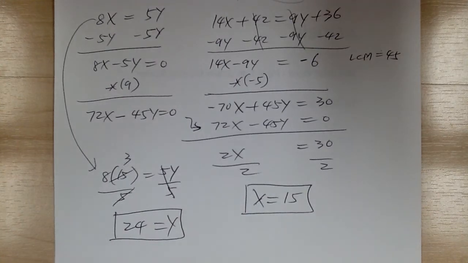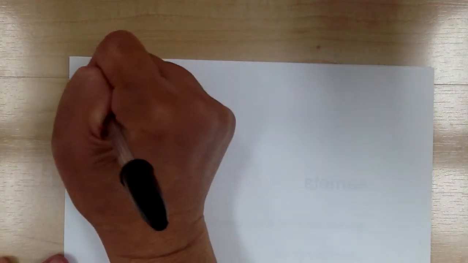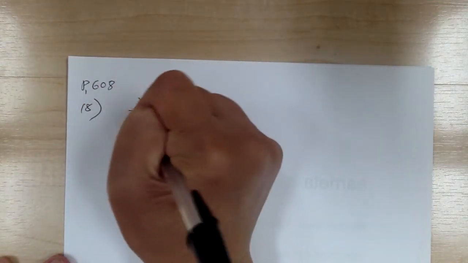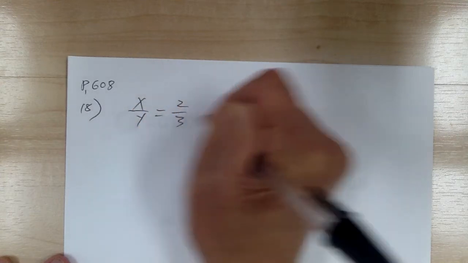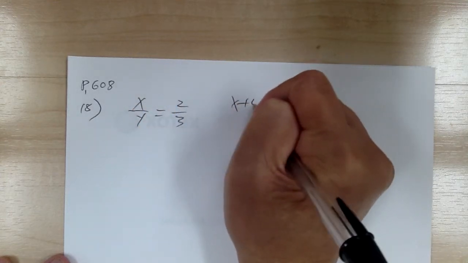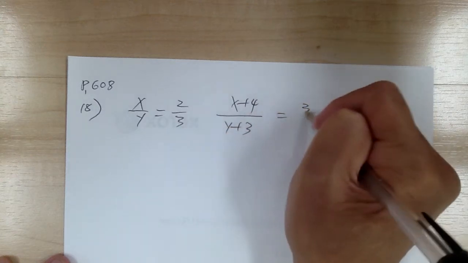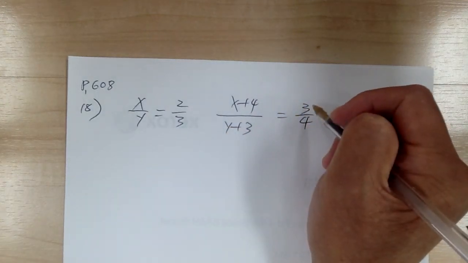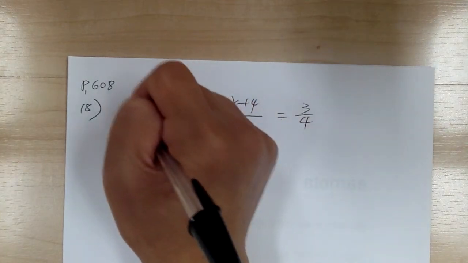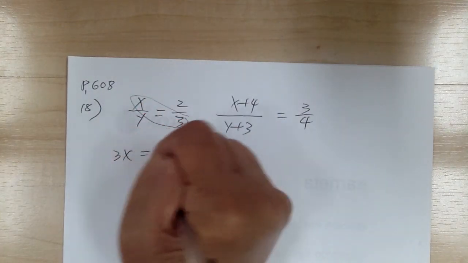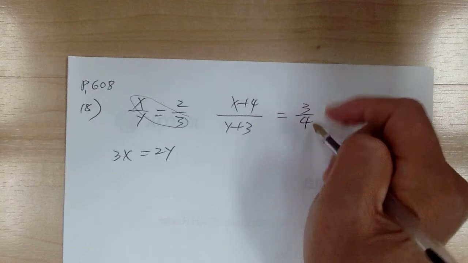Okay, let's go to number 18. Here, x over y equal to 2 over 3. And you got x plus 4 over y plus 3 equal to 3 over 4. Okay, so again, first let's get rid of the fraction. So cross multiply. So I got 3x equal to 2y. This one you cross multiply.